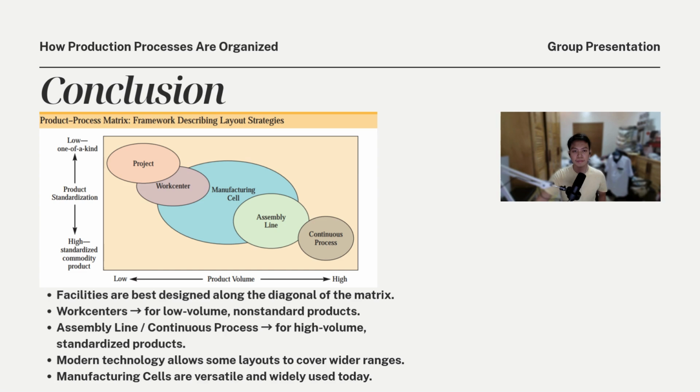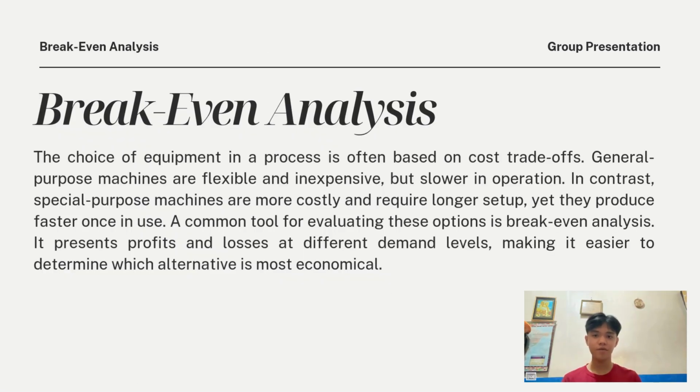Thank you. So this slide summarizes the concept of break-even analysis. When choosing equipment, companies face trade-offs between cost, setup time, and production speed. For example, general-purpose machines are cheaper and more flexible, but they are slower, while the special-purpose machines are more expensive and require longer setup, but they are faster. So the break-even analysis is used to evaluate these options by showing profits and losses at different demand levels. So this allows managers to select the most economical choice depending on the anticipated demand.